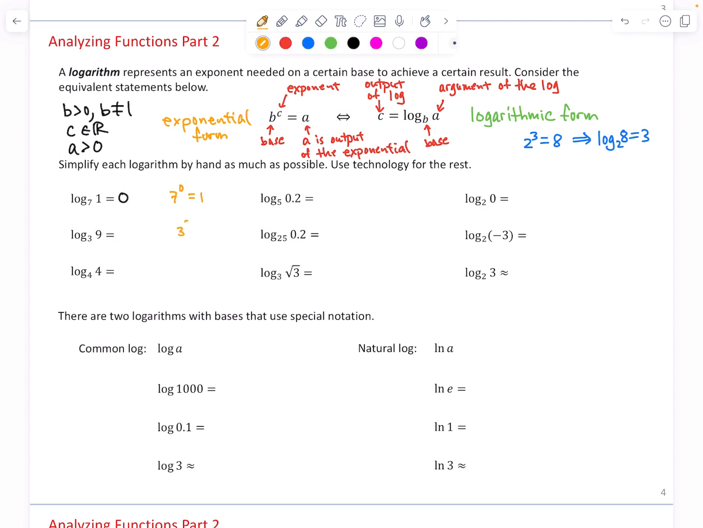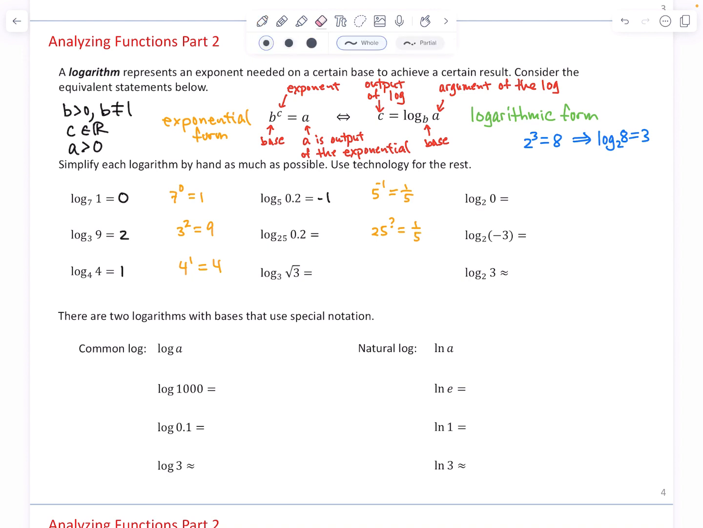Log base 3 of 9. 3 to what power equals 9? Well, the answer here is 3 squared, therefore this logarithm is just 2. The next one, 4 raised to what power will equal 4? Well, here the answer is 4 raised to the first power, so this logarithm is just 1. Now this next one, 5 raised to what power will equal 0.2. It's helpful to write 0.2 as 1/5, and now we can see that the power needed is a negative 1 power. So this logarithm will simplify to negative 1. The next one's a little bit tricky. 25 raised to what power will also be 1/5.